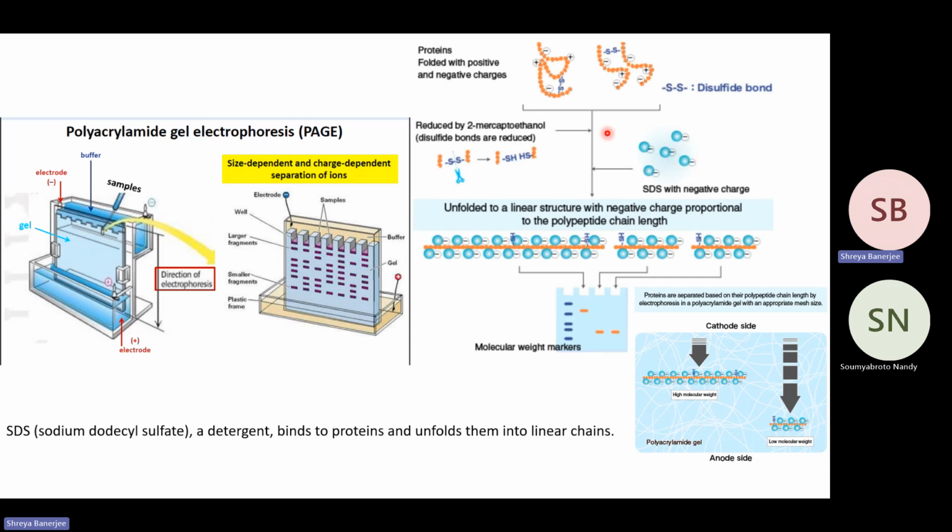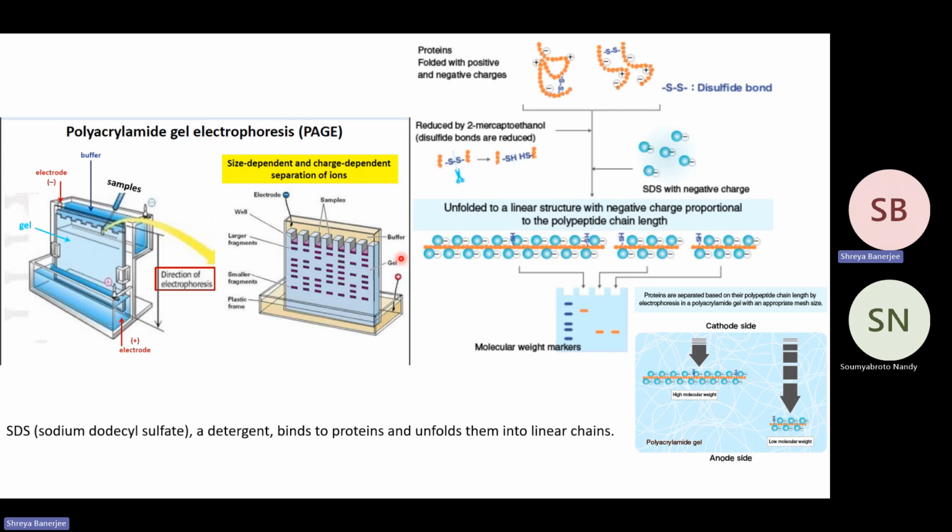And what this molecule will do is bind to different regions of the protein and lead to unfolding of the protein. Because there are so many negative charges, they will repel the interactions that were holding the protein together, and it will lead to unfolding of the protein. So after treatment with 2-mercaptoethanol and SDS, the protein will be completely unfolded and there will be different SDS molecules attached to the surface of the unfolded linear protein.